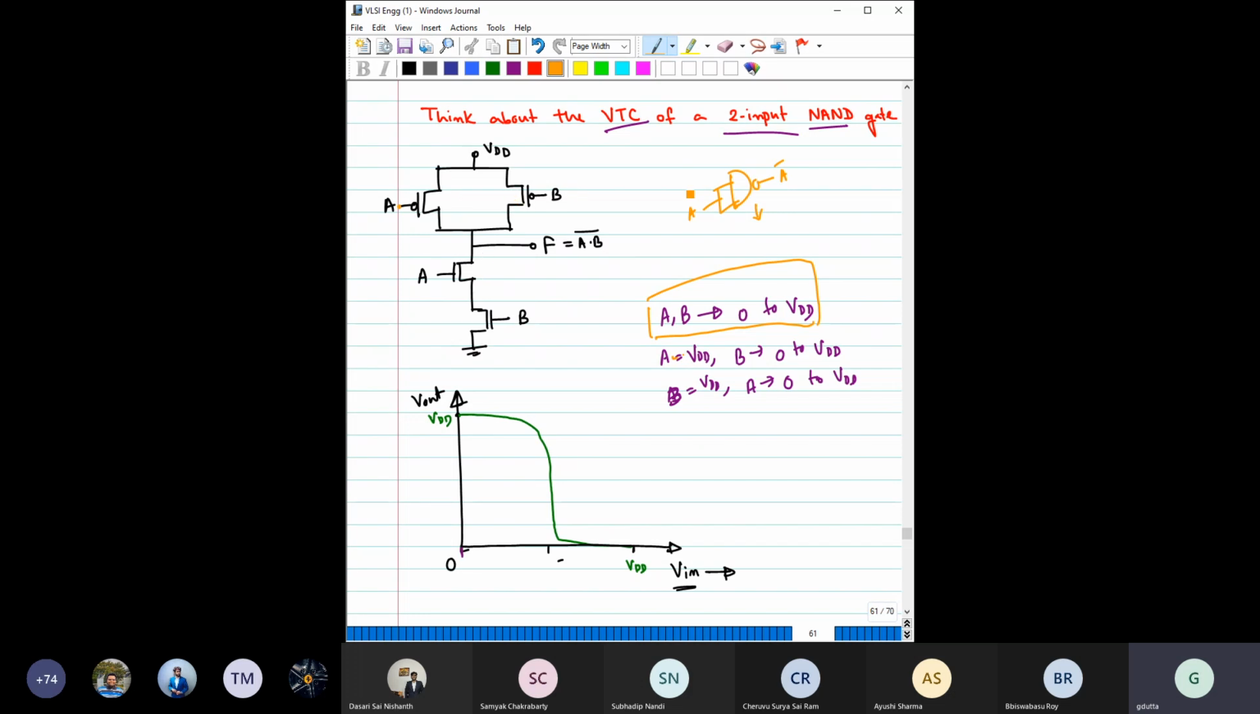You can clearly see from here, suppose you have two inverters. So basically you have two PMOS. If you are trying to compare it with the inverter, then what would be the difference? See here.